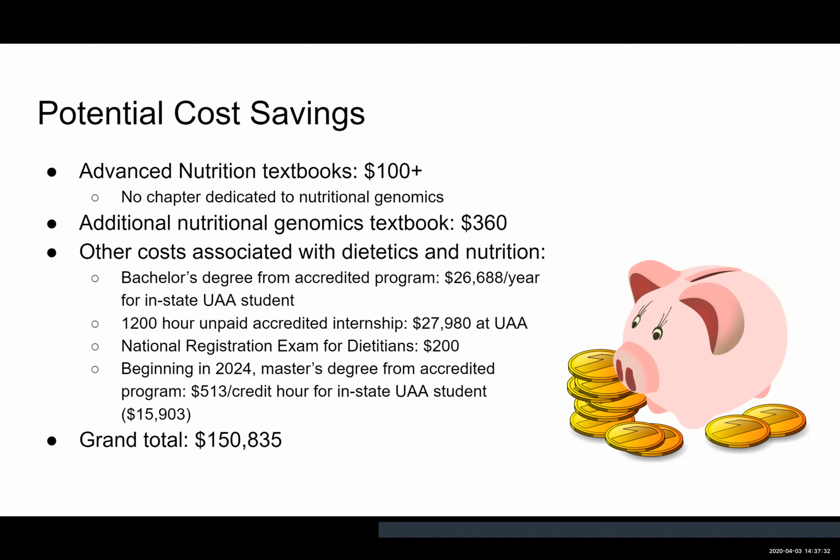And then starting in 2024, our accrediting body will now require a master's degree from an accredited program in order to be a dietitian. And while this is great for the profession, it's not so great for student cost burden. So at UAA, our one-year master's program in dietetics comes to almost $16,000. And when you add that up, a grand total of $150,000. And I can tell you from experience, that is not reflective of what you can expect to earn in this field.